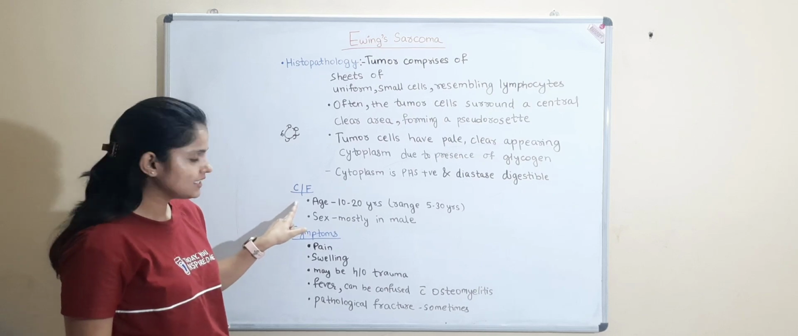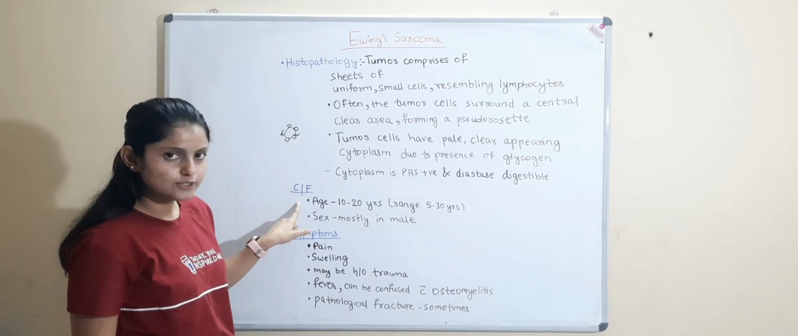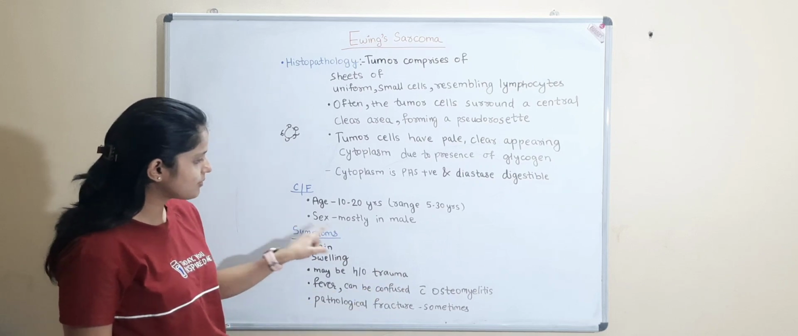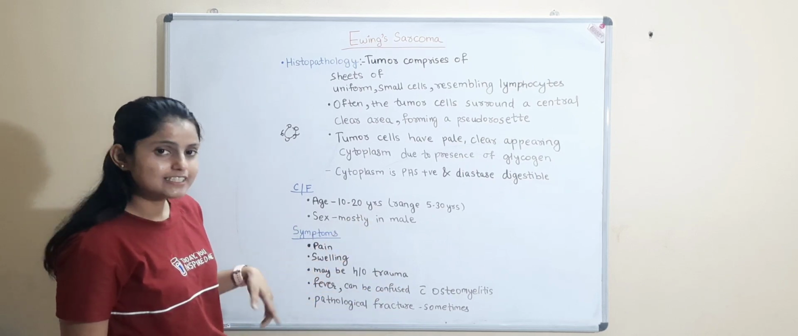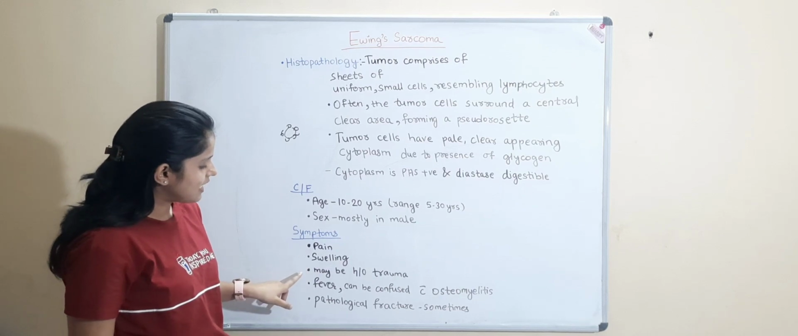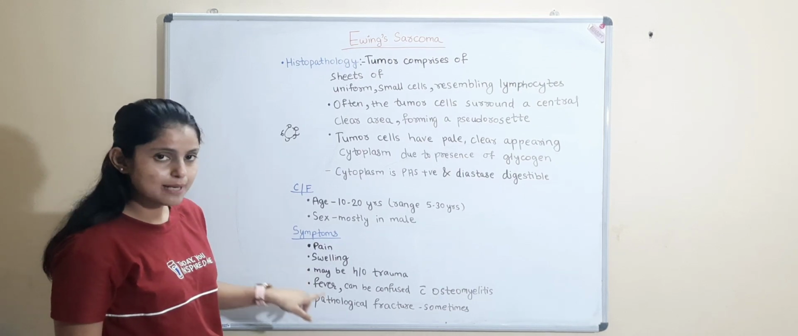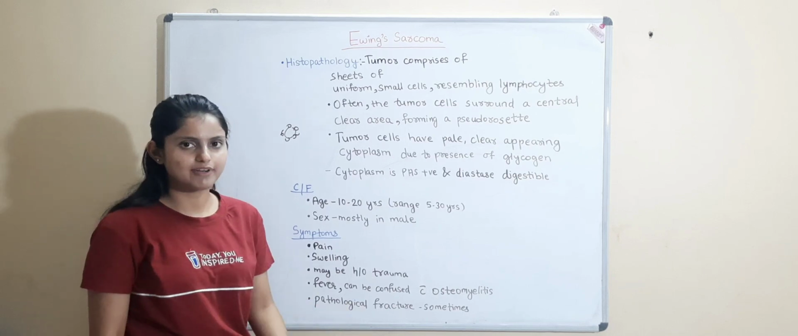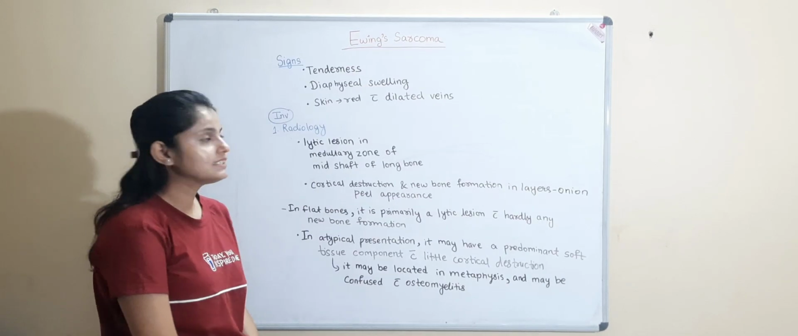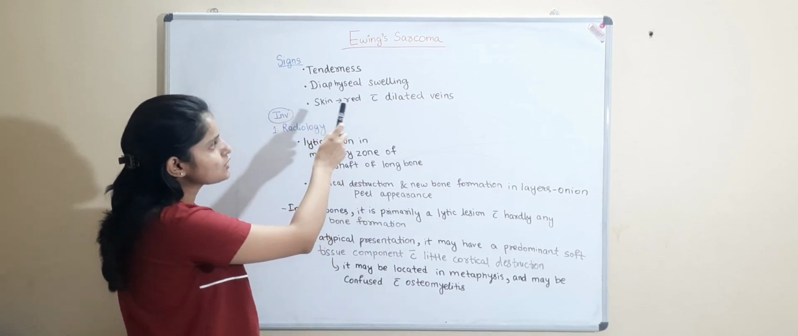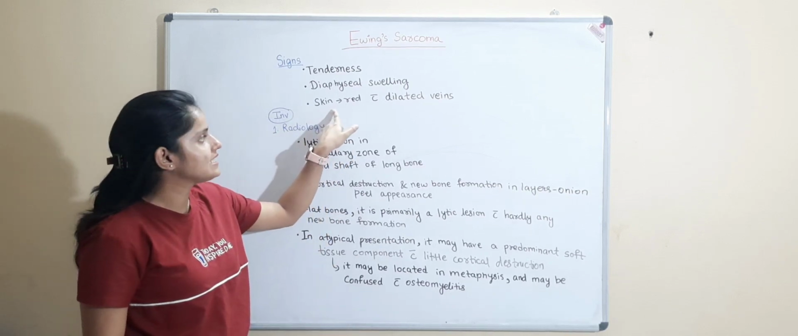On clinical features, it is most commonly in the age group of 10 to 20 years, and ranges from 5 to 30 years. It is most common in males, and the patient presents with pain and swelling, and there may be a history of trauma. The patients have fever, which can be confused with osteomyelitis. Sometimes the patient presents with pathological fracture. On signs, there is tenderness in the affected area and diaphyseal swelling, and the overlying skin is red with dilated veins.